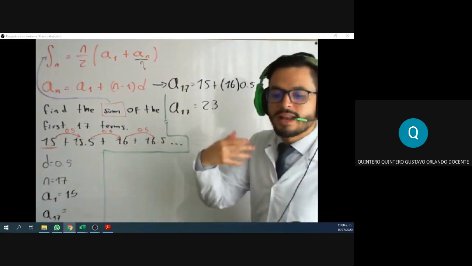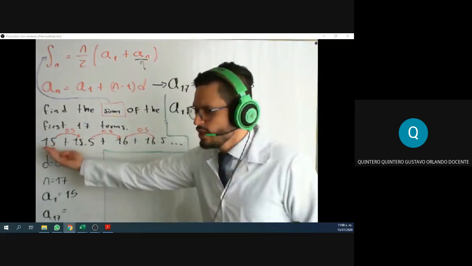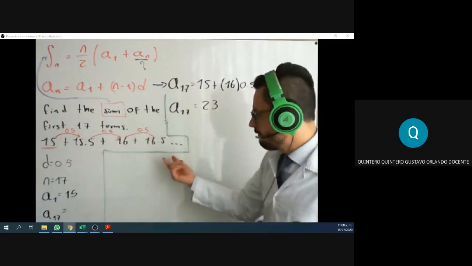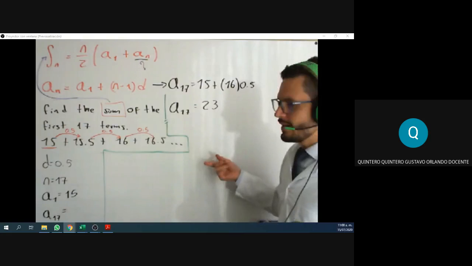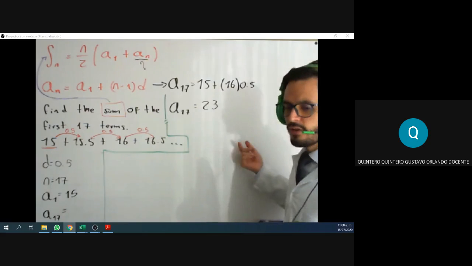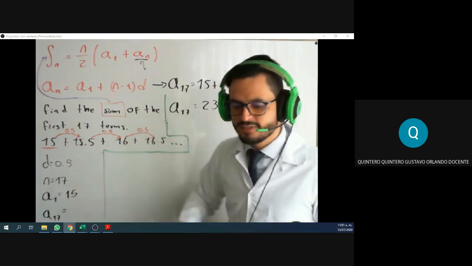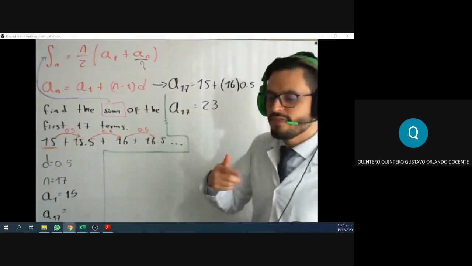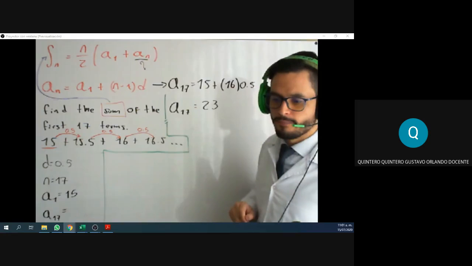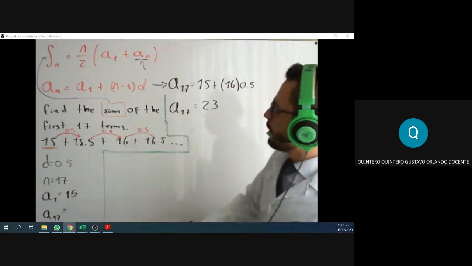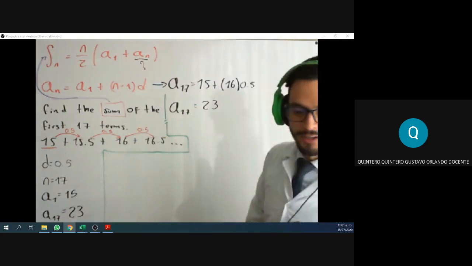All right, so now we know that if we were to continue this series and find the 5th number and the 6th number and the 7th number and the 8th and the 9th and the 10th and continue this sequence all the way until position 17, the number will be 23. That is what we know now. Okay, cool. Now we have A sub 17. Let me just write it here, 23. We have it. Cool, good.